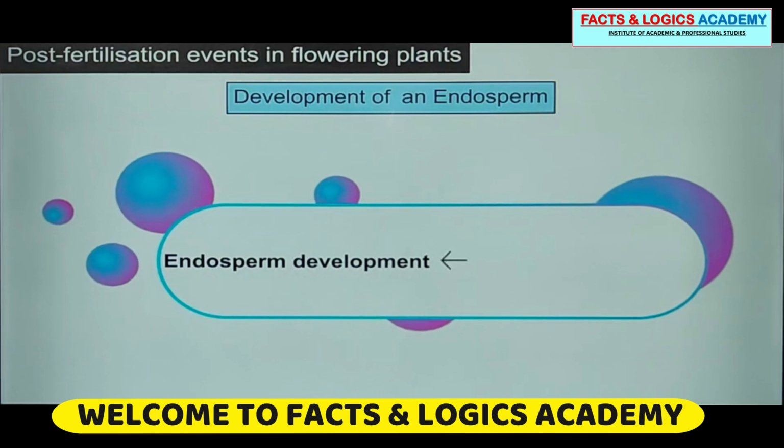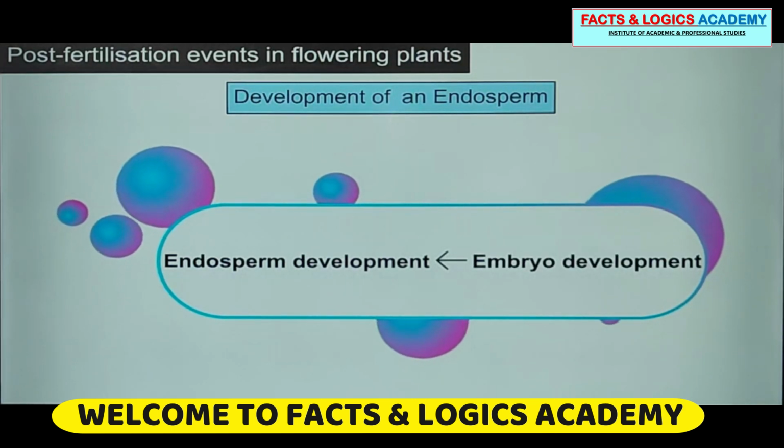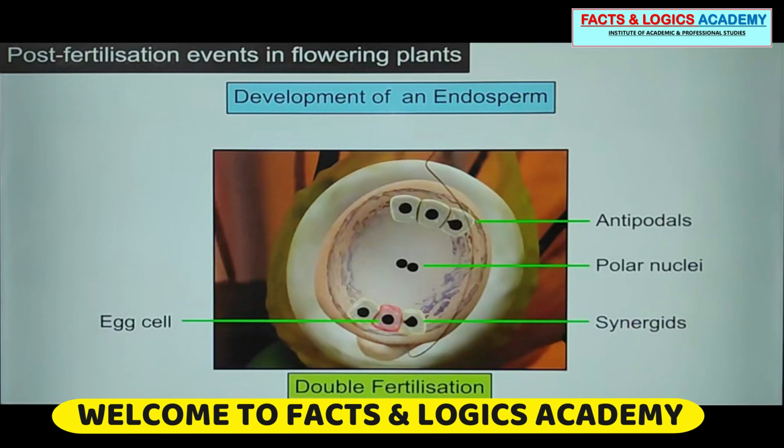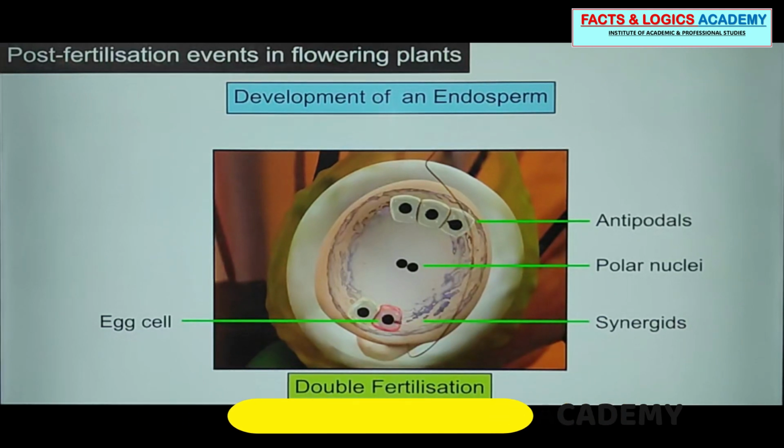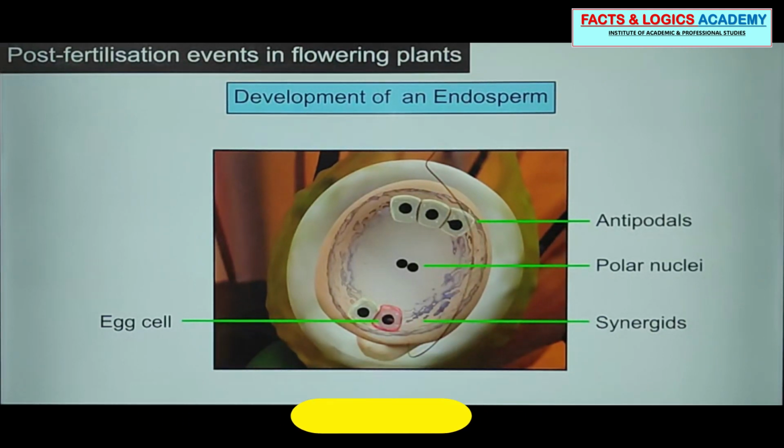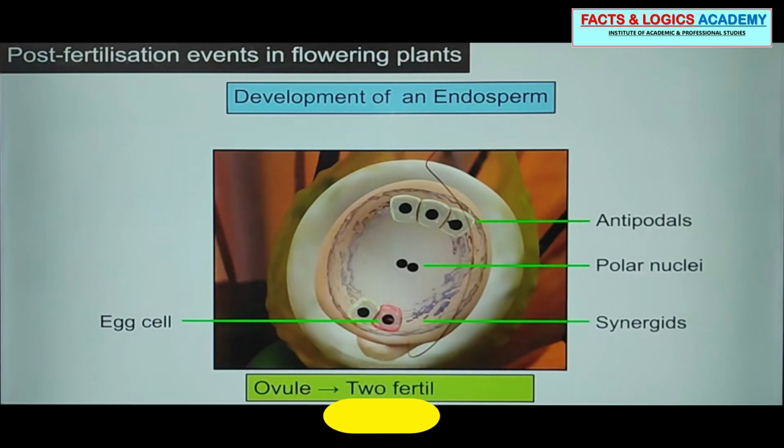Endosperm development precedes embryo development. We have seen how double fertilization takes place in our previous module. Once one of the sperms unites with the egg cell, a diploid zygote is formed inside the ovule, which lies inside the ovary. The other sperm cell merges with the polar nuclei to form the triploid primary endosperm cell. Hence, each ovule contains two fertilized cells, and this feature is unique to these flowering plants.